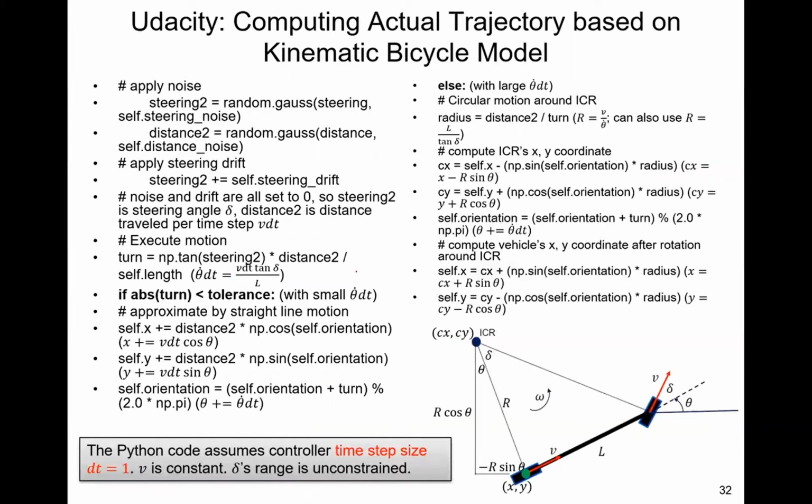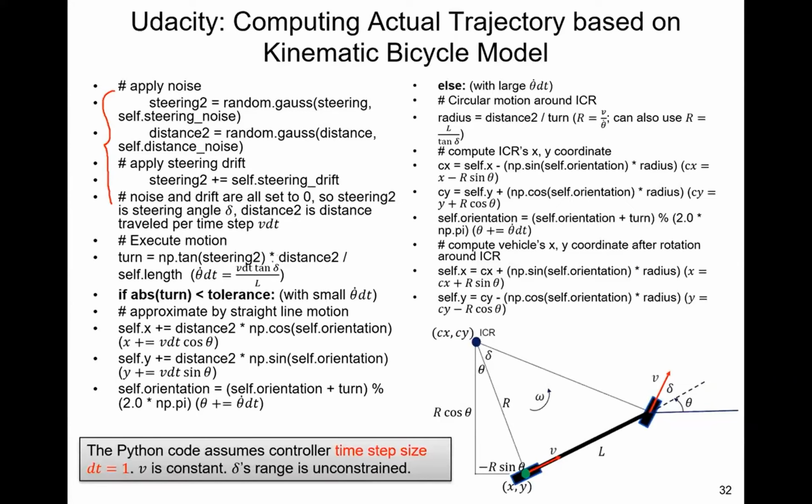So let's go through the Udacity's Python code for computing the vehicle motion. These steps are to apply noise. These are useful for state estimation, which we did not discuss in this course. That is common filters and particle filters. So these are not relevant to us, so we set them all to 0.